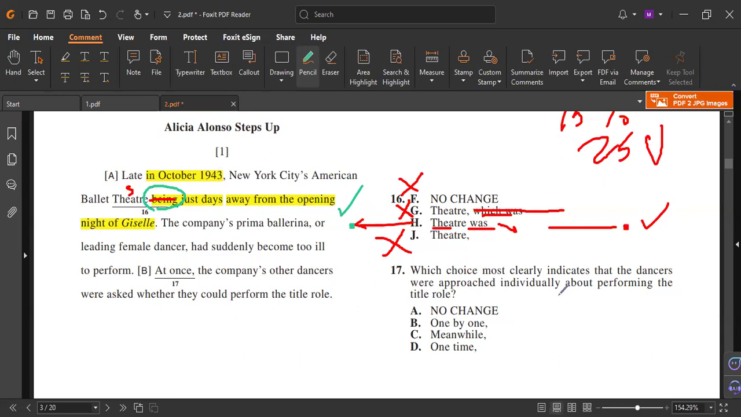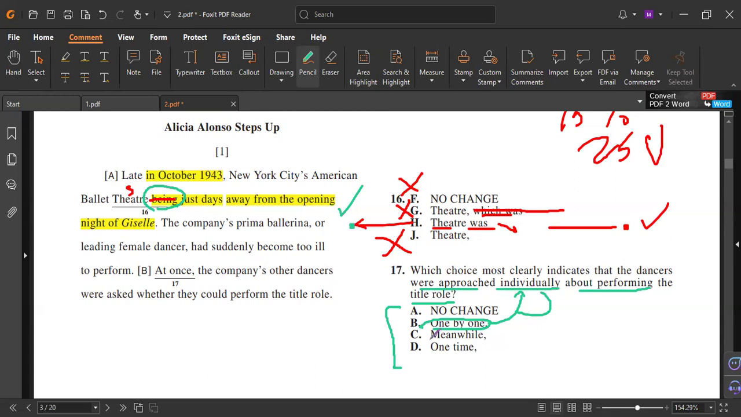Number 17, we have a specific target we need to read. We need something to say that the dancers were approached individually about performing the title. Which one of these expresses individually? They came in a group at once. How? Or at once or in a second. Here we need how. But when we say one by one, it already means individually. So it's so easy to catch.